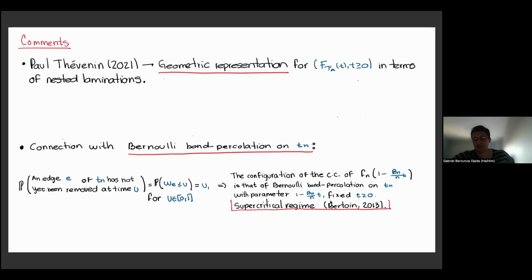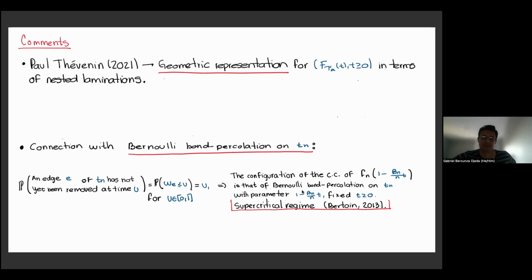By a result of Bertoin, this corresponds exactly to the supercritical regime of percolation, in the sense that if you perform percolation with this parameter, you will have one giant component. This justifies that this is the right time window you need to consider if you want to get something non-trivial in the limit, because you know that there is something of order n.